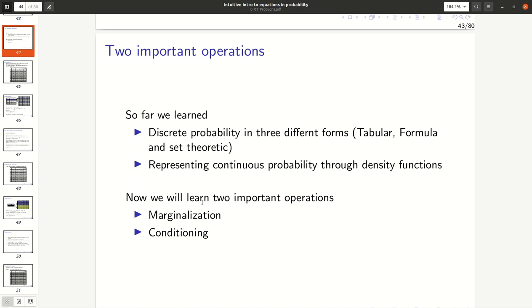So far we have learned discrete probability in three different forms: tabular, formula and set theoretic, and representing continuous probability through density functions. Now in this video we will learn one of the two important operations, marginalization. In the next video I will present conditioning.